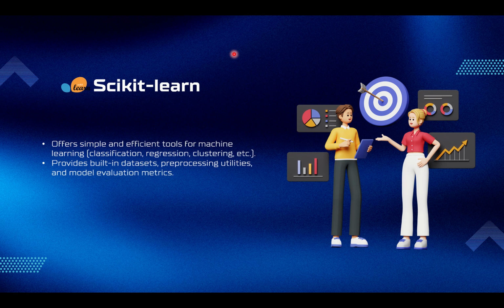The third library that we will mostly use for different kinds of algorithms is Scikit-learn. It offers simple and efficient tools for machine learning algorithms like different classification algorithms, regression, and clustering. This library provides built-in datasets, pre-processing utilities, and also model evaluation metrics.